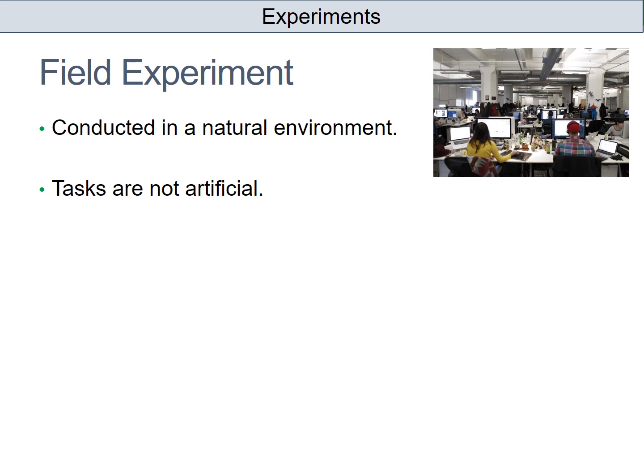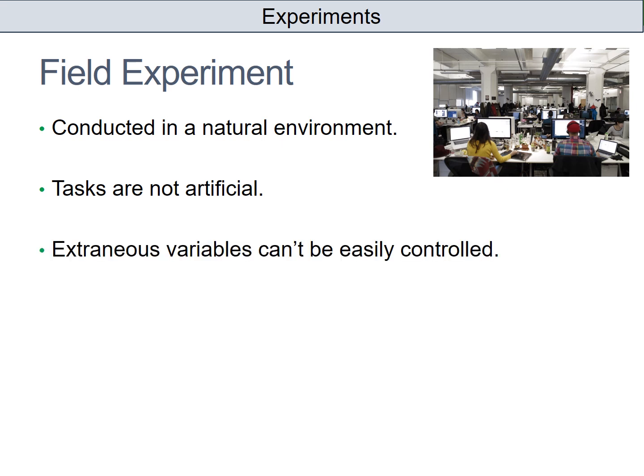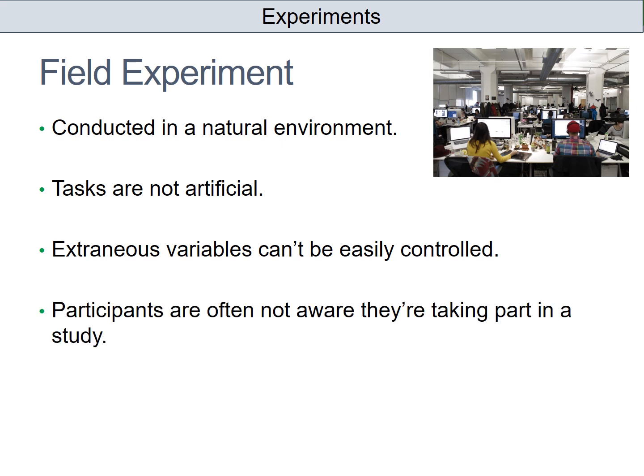Now, the downside of this, or of conducting an experiment in the field, is that extraneous variables are much more difficult to control. So because we're out of that controlled environment, things can happen to participants throughout the course of the study which we have no knowledge of and no control over, and those things can influence the results that we collect. However, a positive is that very often participants aren't necessarily aware that they're taking part in the study. Therefore, their behaviour is more likely to be natural.